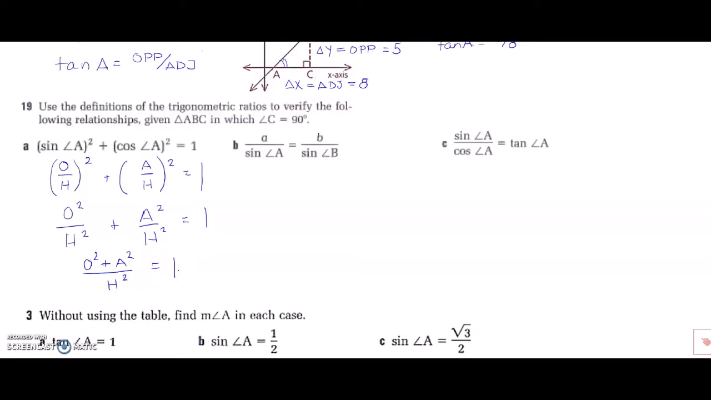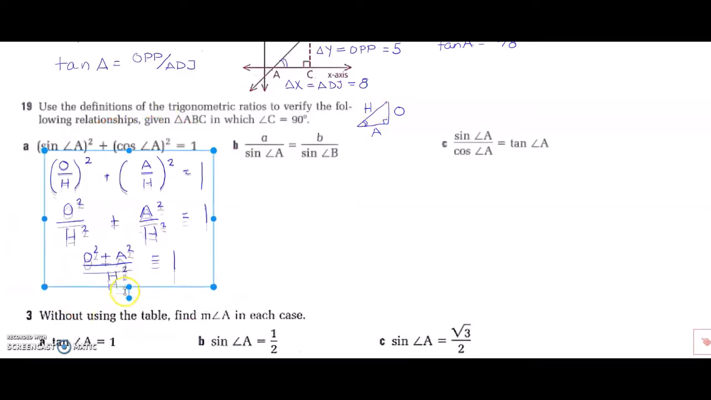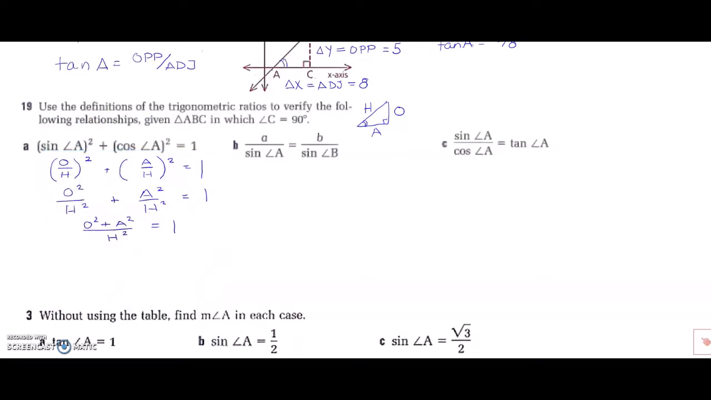Now, let's think back to the Pythagorean theorem. If this is my angle, this is the opposite, this is the adjacent, and this is the hypotenuse. Doesn't the opposite side squared plus the adjacent side squared equal the hypotenuse squared by the Pythagorean theorem? So then I'm going to substitute opposite squared plus adjacent squared for hypotenuse squared. And then anything divided by itself is 1.